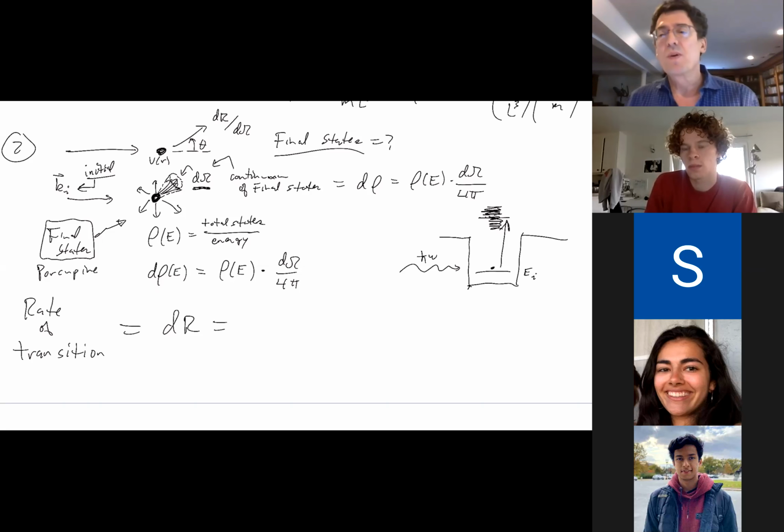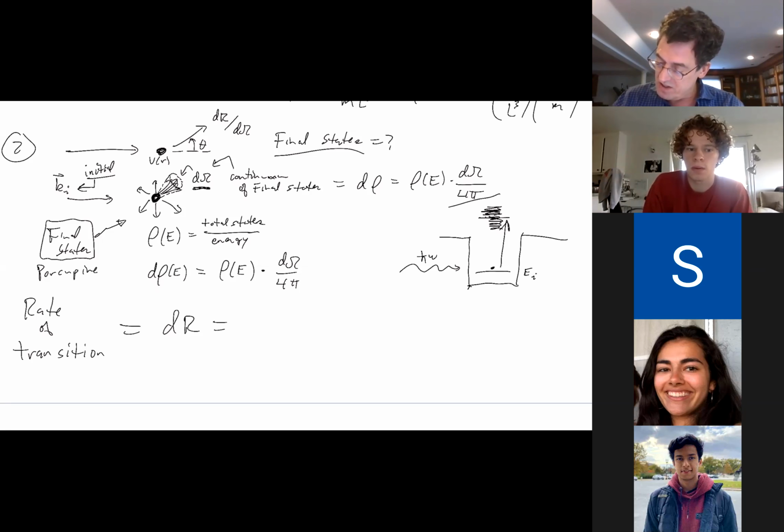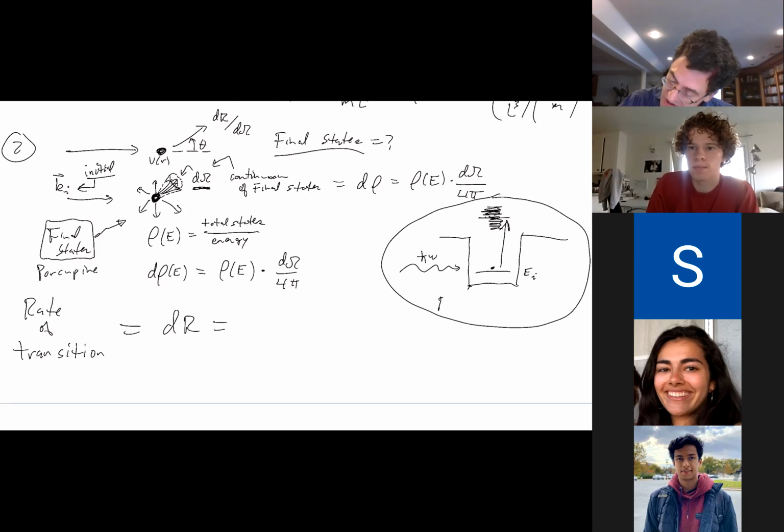Well, yes, we can connect it, and we will in the future in this class connect it to that quantity, but now I want something else. I'm looking for something else. Like this problem that we solved in class, it led to an answer. What was that answer? What was the rate of transitions? It was Fermi's golden rule. Yes.